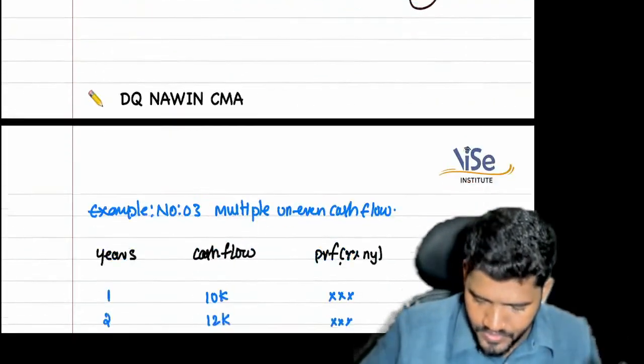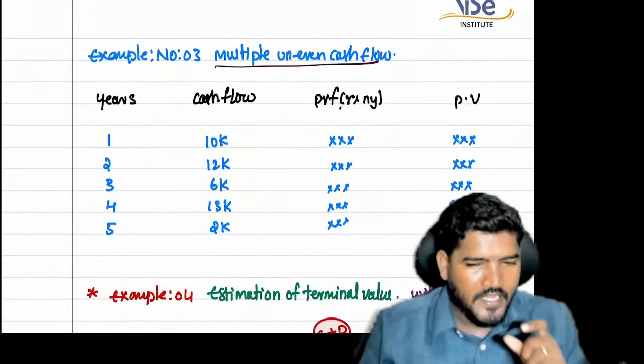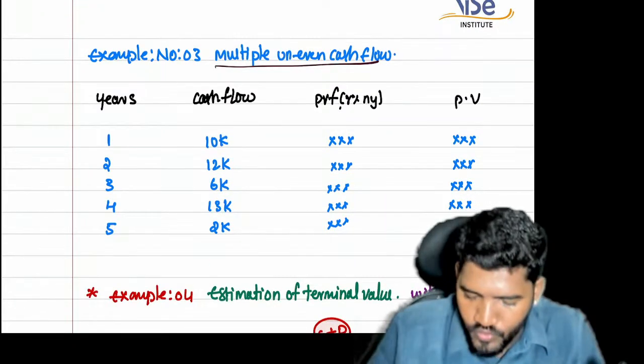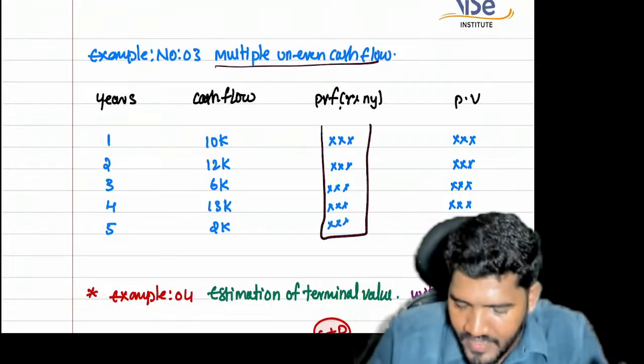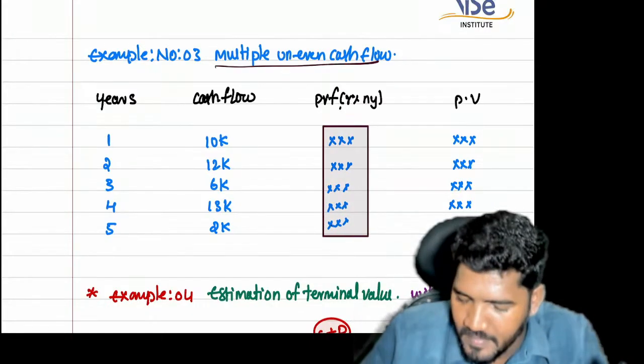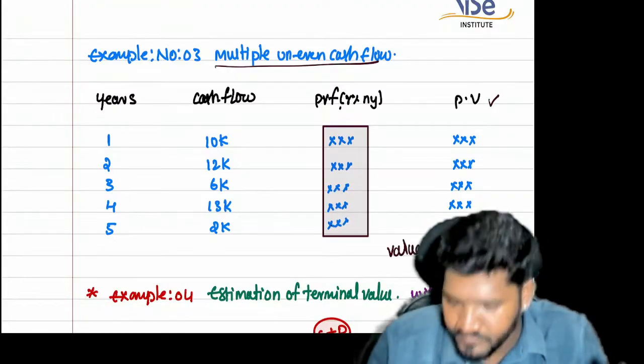Okay. Next, multiple uneven cash inflows. Because of multiple uneven cash inflows, we can't use the word annuity. That's why you have to consider every year's cash flow and every year's factor value. If you multiply them, you will get a present value. The sum of present values is known as the value.